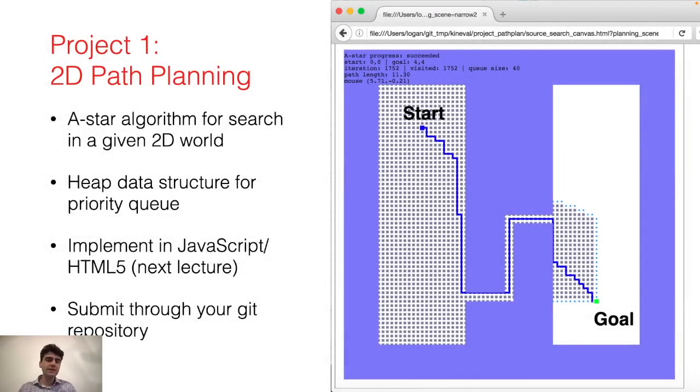All right, the last concluding thoughts. Just a reminder that Project 1, 2D path planning, has been released. In this project, we're going to be implementing the A star algorithm for search in a 2D world. Within this implementation, we'll be relying on a heap data structure for the priority queue. So the insertion and extraction operations will be implemented as part of the project. This will be implemented in JavaScript, and your code should be submitted through GitHub.